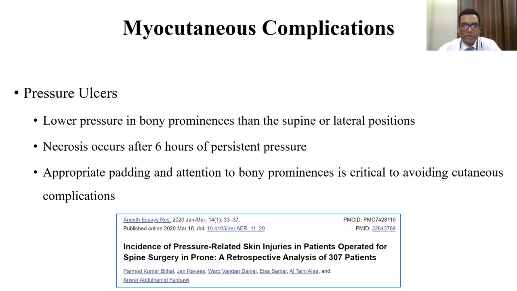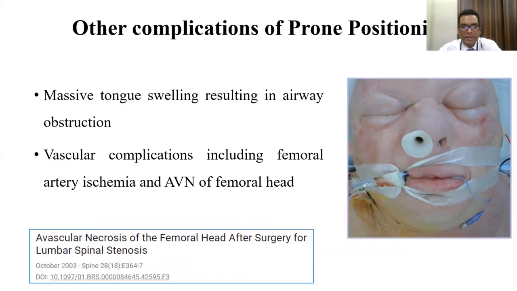Lower pressure on the bony prominences should be maintained in the prone position as well as in the supine and lateral positions. Necrosis occurs mainly after more than 6 hours of surgery, and appropriate padding and attention to the bony prominences is critical to avoid cutaneous complications. Massive tongue swelling resulting in airway obstruction is one of the complications of the prone position.